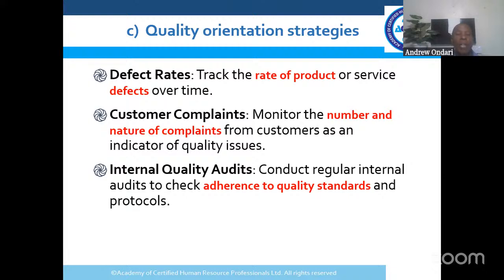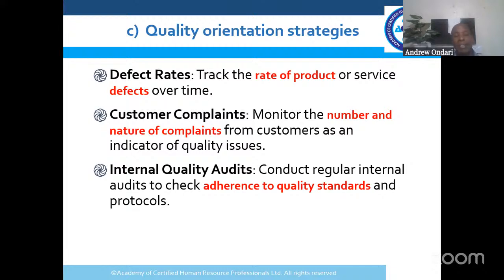If you look at number 1 and 2, they are related, because defective products can be returned. And the customers complain about those defective products. So the rate of returns, where customers are returning these products, or the number of complaints, speak to our quality of services or goods.